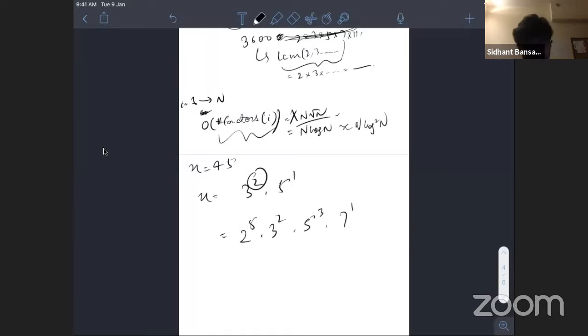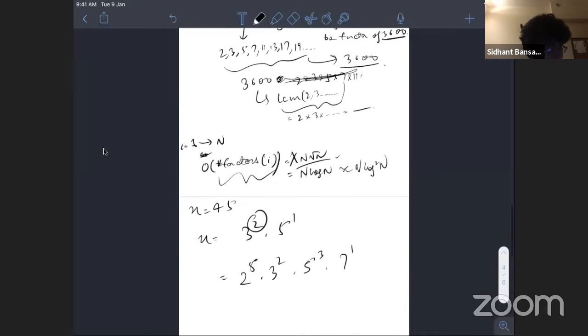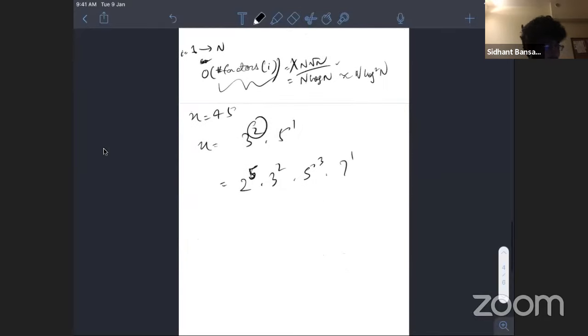Let's say this is the number, 2 to the power 5 times 3 squared, and so on. Now notice it has 4 as a factor, because it has 2 to the power 5, which is 32. So obviously something smaller than 32 and a power of 2 is also a factor. So this number has 4 as a factor, so it's not a square free number.